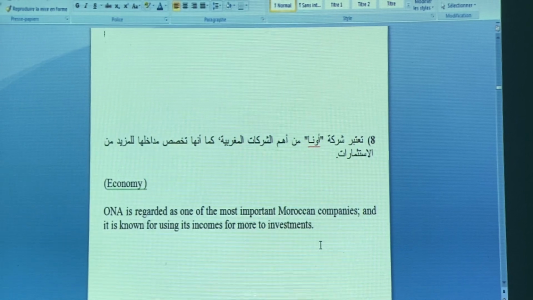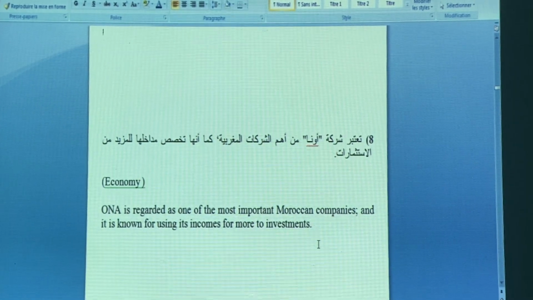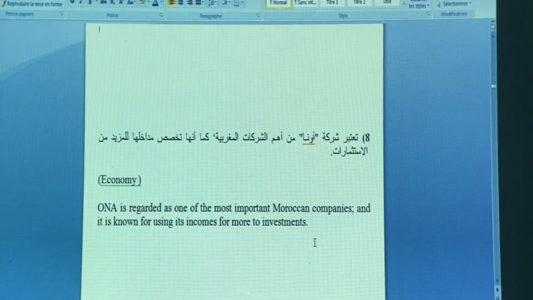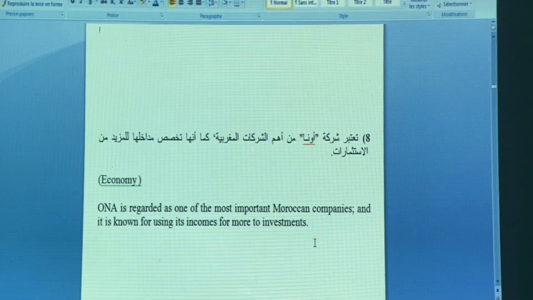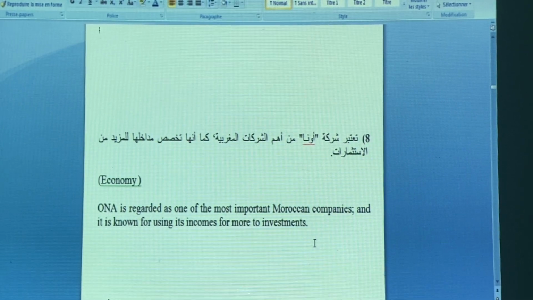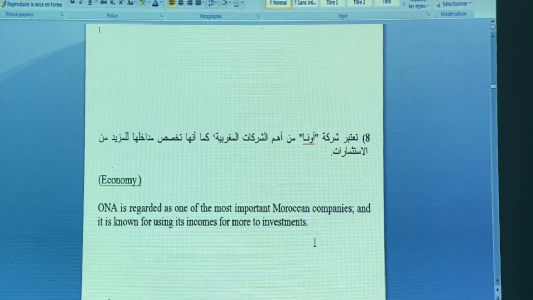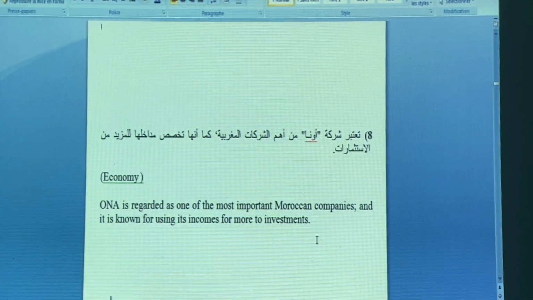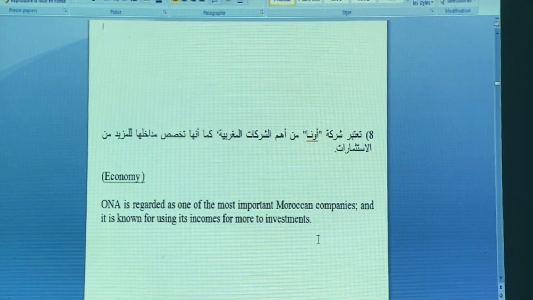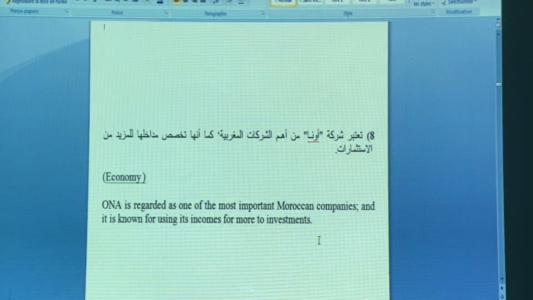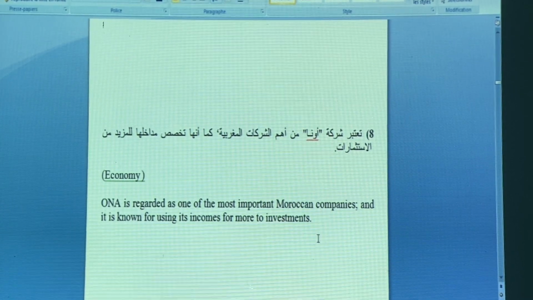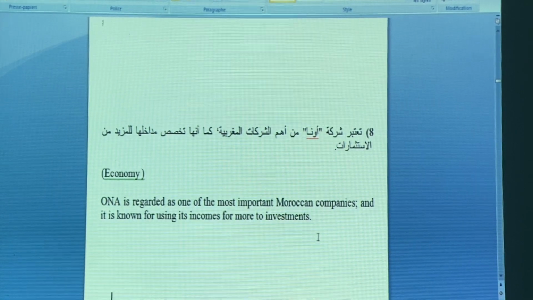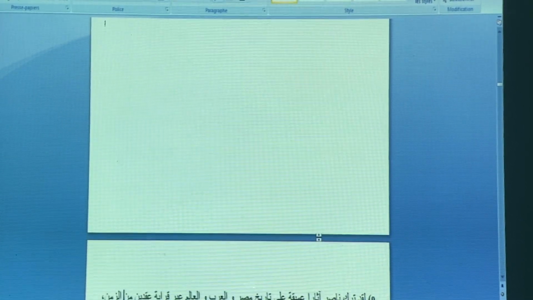This is purely economy. Ona is regarded as one of the most important Moroccan companies, and it is known for using its incomes for more investment. You can also say Ona is regarded as one of the most important Moroccan companies which uses its incomes for more investments. You can translate it in many ways. Just remember, we translate the meaning. We don't translate word by word.